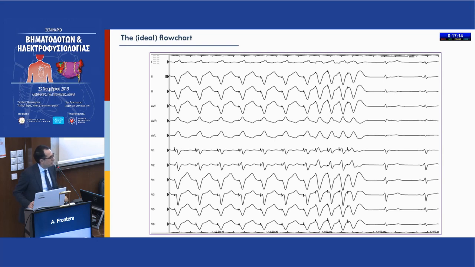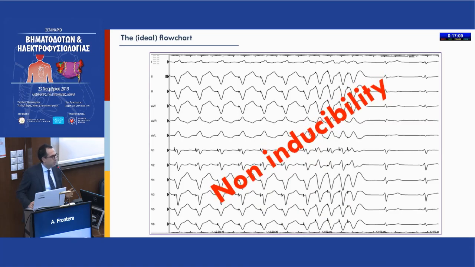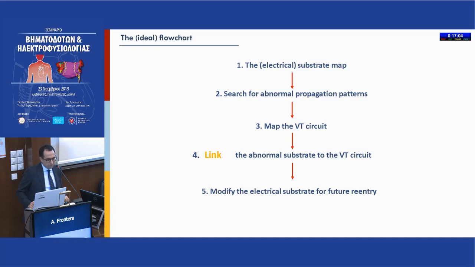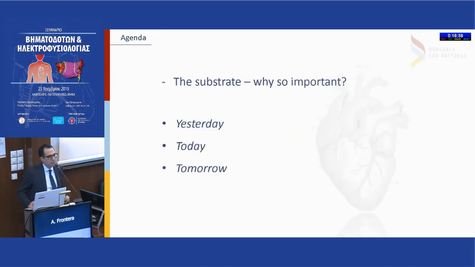And I will show you later the reason. And this is what you like at the end of the procedure, the non-inducibility. So the patient should not be inducible anymore. So this is the whole procedure of the VT ablation. The first part is represented by the mapping and by the ablation, so you're treating the patient. And then you have a second part represented by the prevention. So you link the abnormal substrate to the VT circuit and you abolish every late potential expression of slow conduction, so you prevent the patient from coming back to the lab.